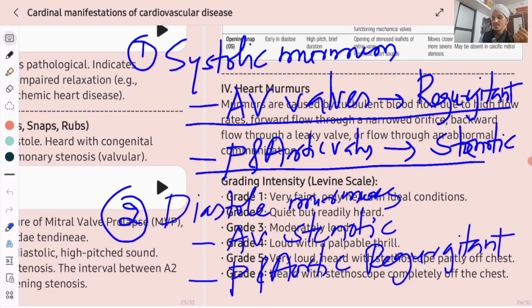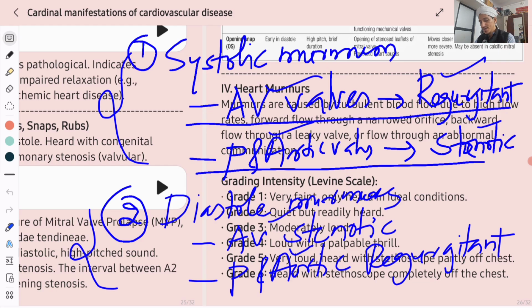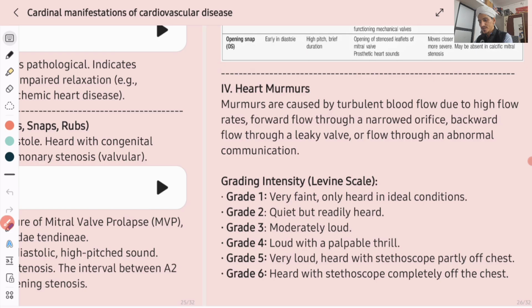So this is the basic law. In systole you will have AV regurgitant murmurs and aortic stenotic murmurs. In diastole you will have AV stenotic murmurs and aortic regurgitant murmurs. This is the basic rule you should remember. Now we will move forward.